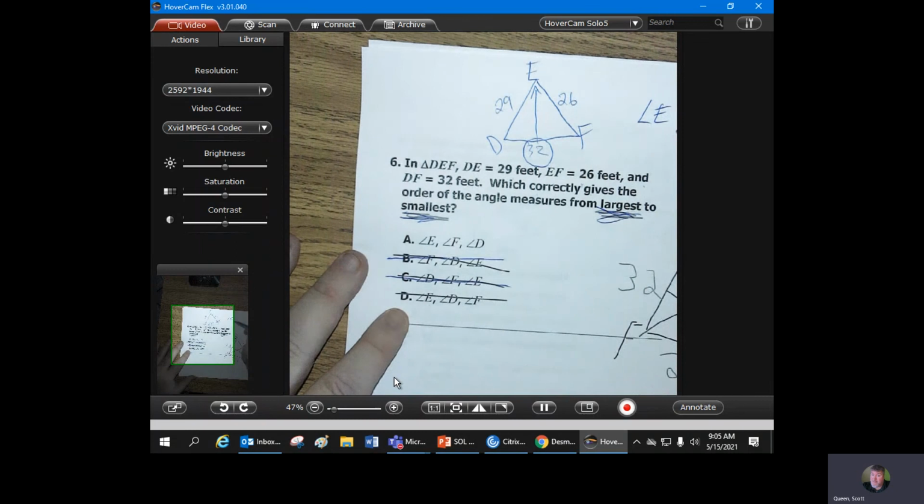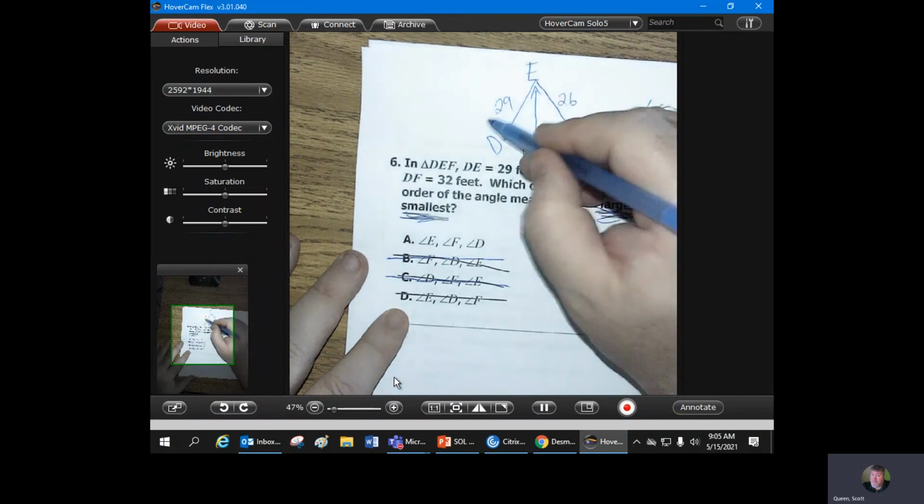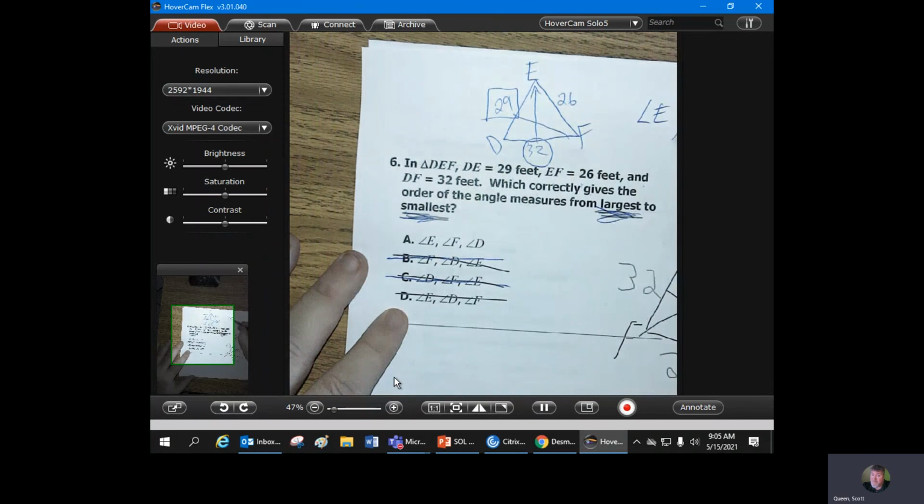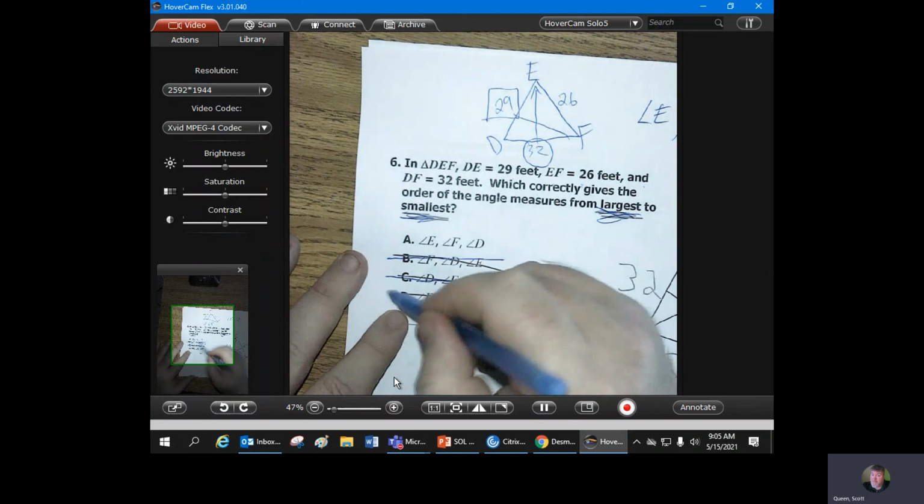My medium angle, 29, 26. All right, I'm going to put a box around that one. That's across from angle F. So angle F is my middle angle. And F is the second angle in A. It is not in D, so I can eliminate D.